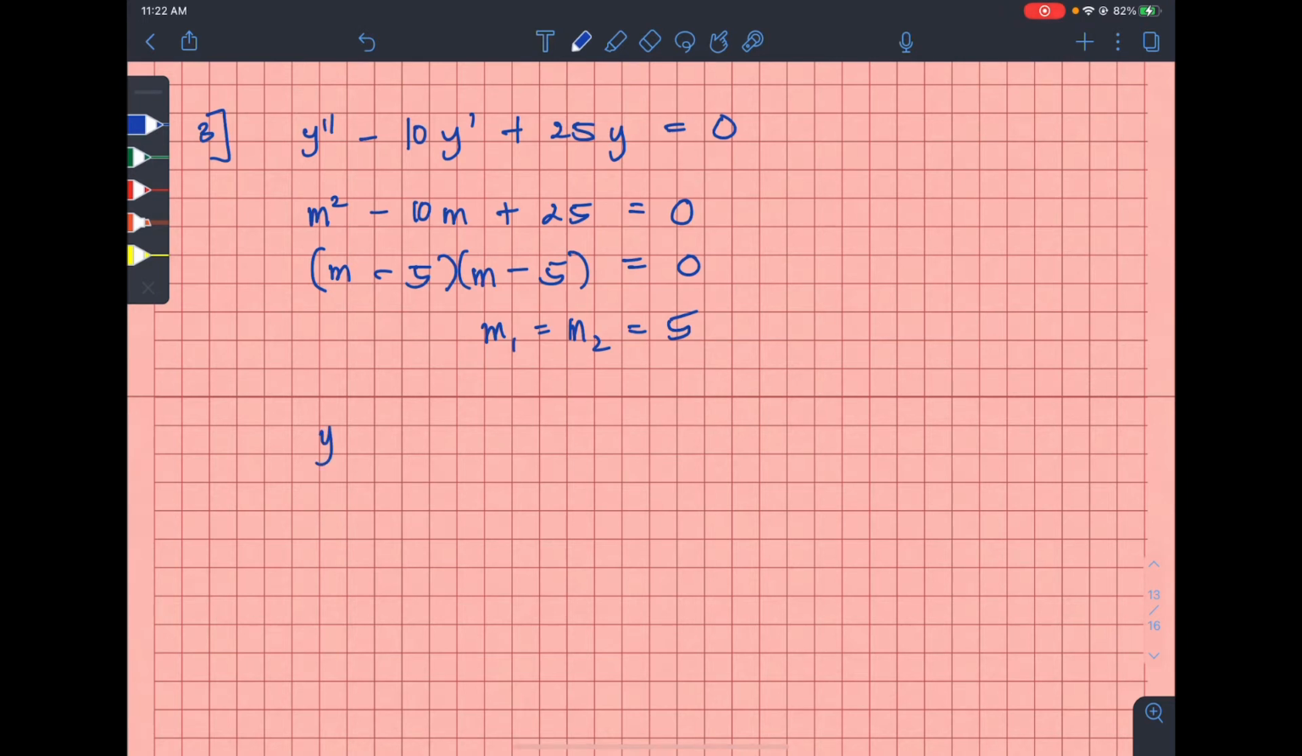And thus our general solution will be C1, and since this is a repeated root and a second order equation, we'll start with x, and then e raised to 5x, then plus C2, e raised to 5x. So the difference is in the second term, it has an x, because it is a repeated root. So under case number 2.